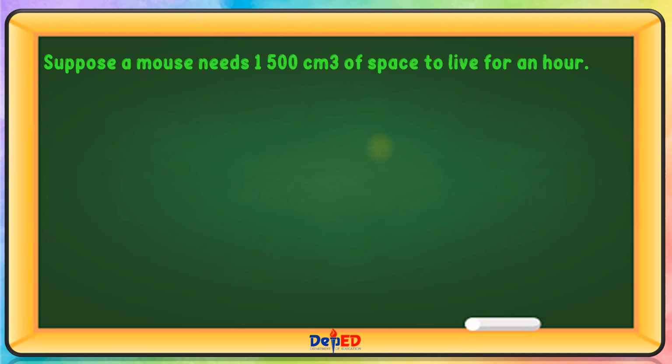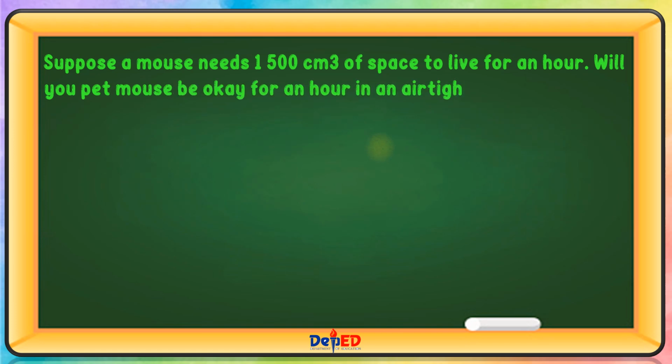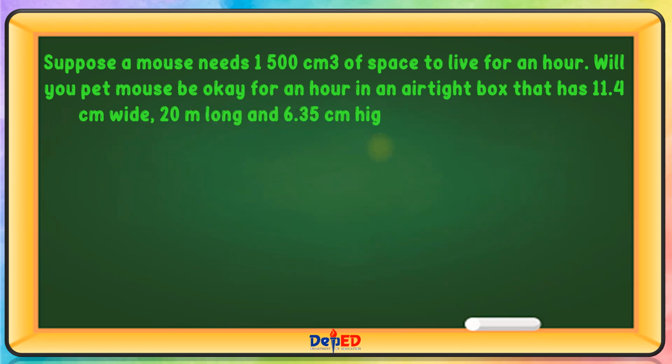Suppose a mouse needs 1,500 cubic centimeters of space to live for an hour. Will your pet mouse be okay for an hour in an airtight box that is 11.4 cm wide, 20 cm long, and 6.35 cm high? Explain your answer. Length times width times height.